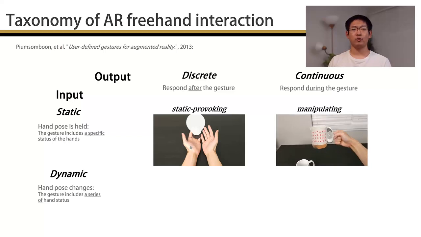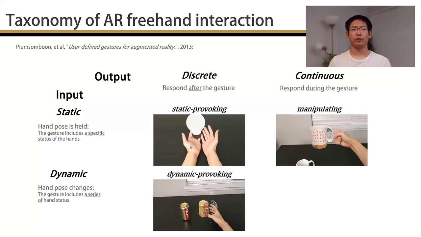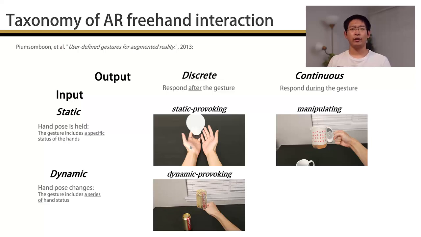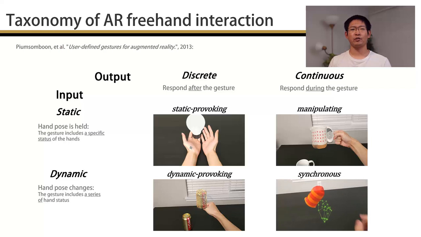Dynamic input plus discrete output makes dynamic provoking interactions, in which virtual contents respond right after a dynamic gesture is detected. Here is an example where the user breaks a soda can by performing a clenching fist gesture. And dynamic input plus continuous output makes synchronous interactions, in which virtual contents respond synchronously to the movement of the hands during a dynamic gesture. The spring here stretches following a pinching gesture.